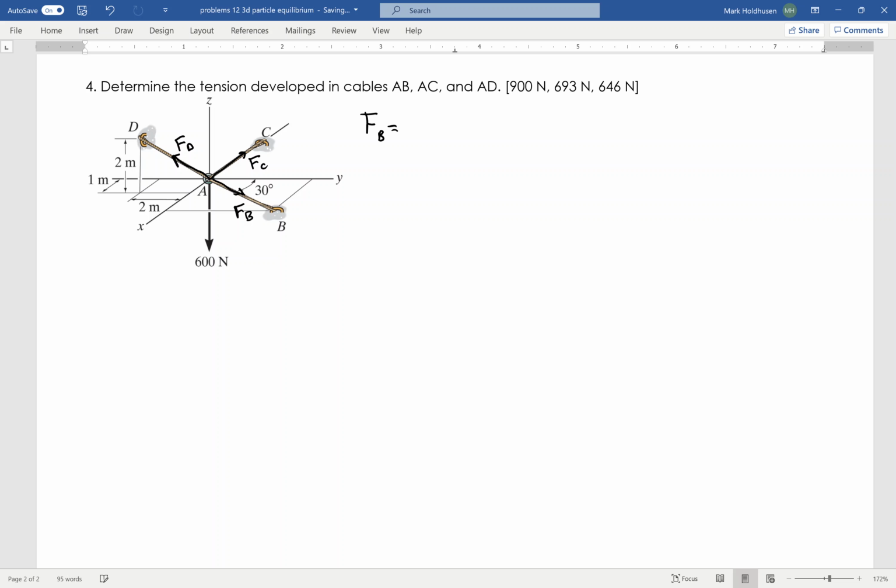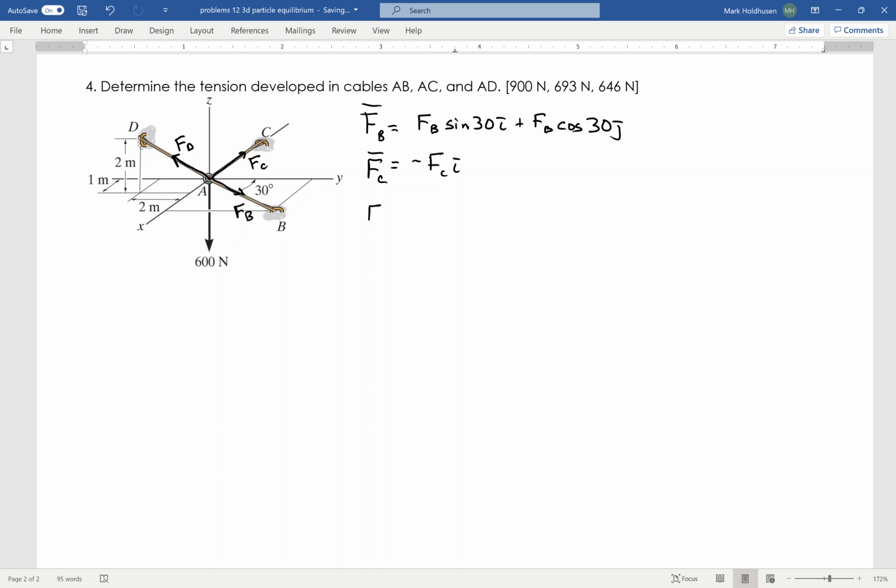Okay, and then notice this is all on the XY plane with that angle of 30, so it's going to be FB sine 30 in the I plus FB cosine 30 in the J, like that. And then I've got FC. That's all in the negative X, so I can just very easily say negative FC in the I.